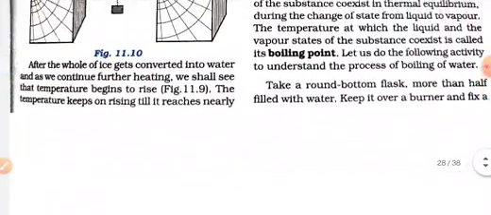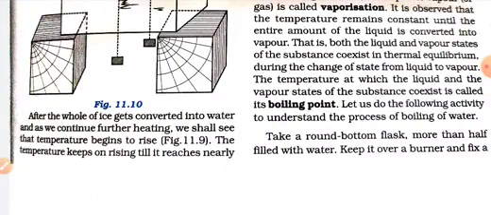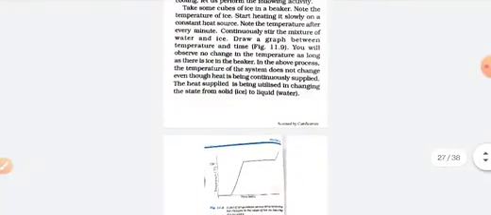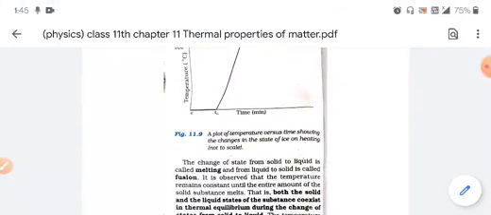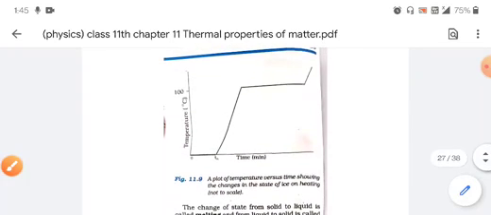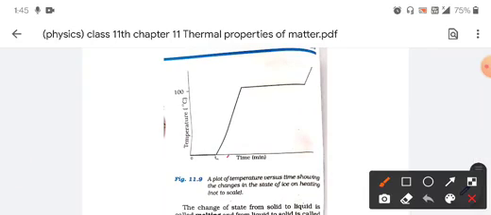Now, after the whole of the ice gets converted into water, and as we continue further heating, we shall see that the temperature begins to rise. The temperature keeps on rising till it reaches nearly 100 degrees Celsius. In this figure, after the whole ice is converted into water, we are again giving it heat, and due to that heat the temperature of the water will rise till 100 degrees Celsius.